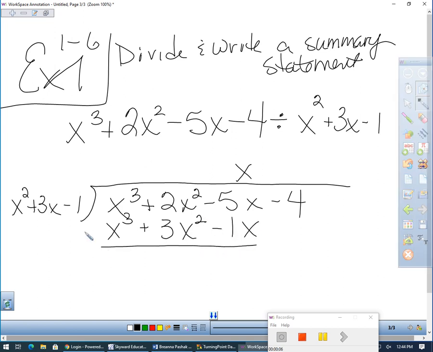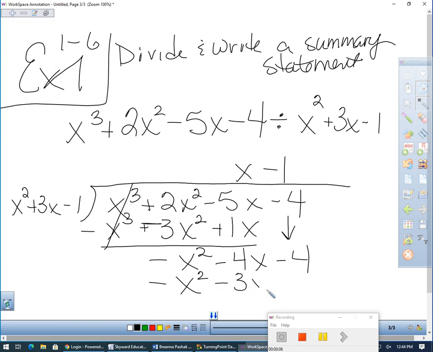Draw your line, change your signs. If we add these together, the x to the thirds drop out. I have 2x squared and negative 3x squared is negative 1x squared. I have negative 5x plus 1x is negative 4x. And then bring down minus 4. What times x squared will give me negative x squared? Negative 1. Negative 1 times x squared is negative x squared. Negative 1 times 3x is negative 3x. Negative 1 times negative 1 is positive 1.